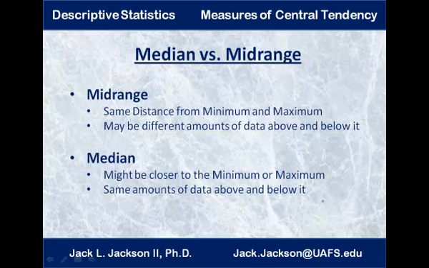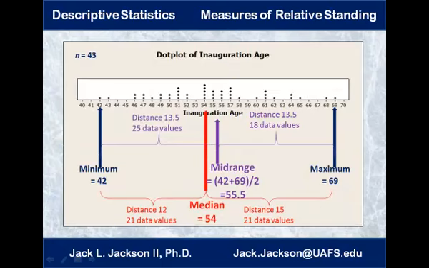For example, let's take a look at this dot plot of the ages of inauguration of U.S. presidents at their first inauguration. This is the same data set we've looked at several times in these lectures. Remember that there are 43 different presidents, and we have their ages represented in this dot plot. Notice that we have the median of 54 marked on here, which we've seen before, and the mid-range of 55.5. We compute that by taking the minimum of 42, add the maximum of 69, add those up, divide by 2, and we get 55.5. And so you can see where that's marked here on the graph.